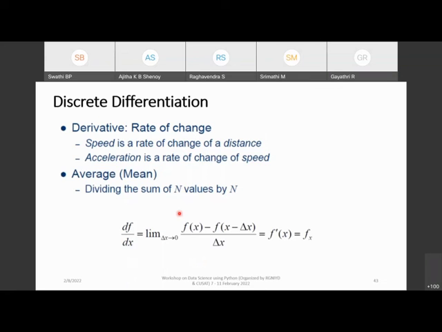This is also okay. Now differentiation is defined in your elementary mathematics as df by dx is equal to limit delta x tends to 0, f of x minus f of x minus delta x divided by delta x, which is called f dash x, or also called f suffix x. This all of you know.